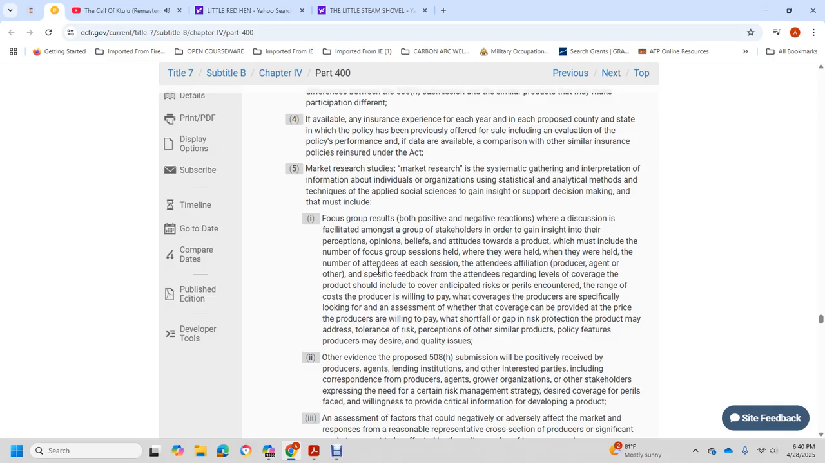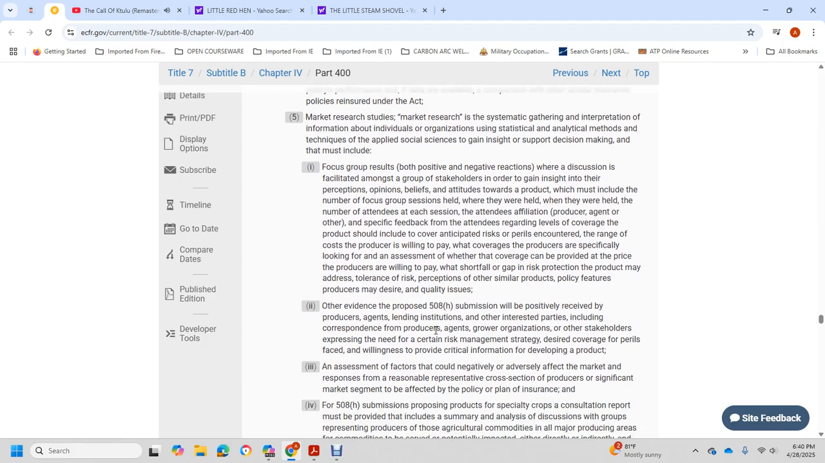Feedback from the attendees regarding the coverage of the product should include the coverage and anticipated risk of the perils encountered, the range of cost the producer is willing to pay for the coverage, and specifically an assessment of whether the coverage can be provided at a price the producer is willing to pay, a shortfall, the rapid risk reduction of the product, which may address risk tolerance, the perception of similar policies, similar product policy features, and products that may raise quality issues.